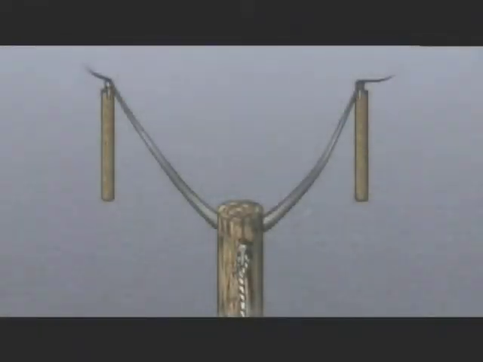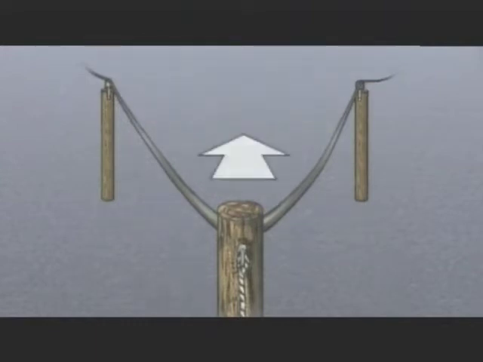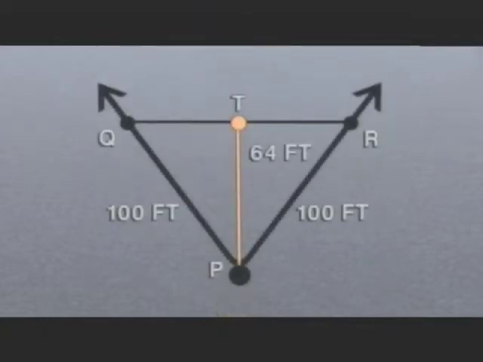Earlier in the program, we looked at some of the forces that are exerted by conductors. The forces we looked at included weight, line tension, and bisect tension. We saw that bisect tension is the pulling force exerted by a conductor as it tries to pull the corner pole into line with its adjacent structures. We also looked at how bisect tension can be determined by making certain measurements.